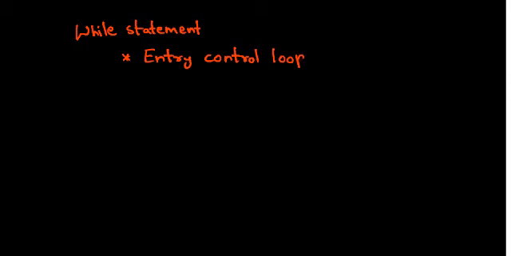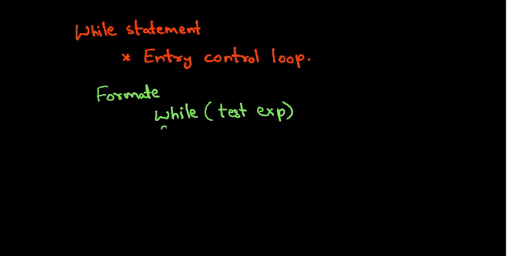Why is it known as that? Because it executes a set of program statements as long as a condition evaluates to true. I mean, as long as the value is true, it will execute. So let's define the format first, then we'll go for an example. The format is: while, test expression, then a brace, the program statements, and that's it, the closing brace. So this is how the while is used.